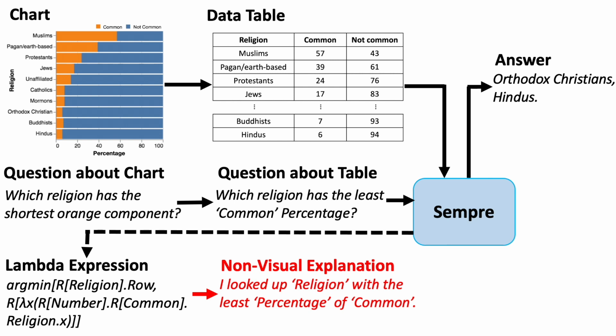Here the system generates the explanation. I looked up religion with the least percentage of common, which achieves the primary goal of explaining the operations performed on the data to obtain the answer.